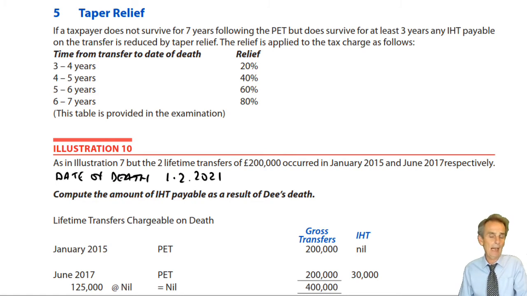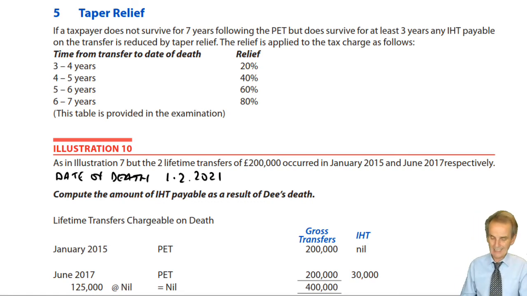Those computations we have not as yet seen, but all being well, later in this lecture, you will see. That may roll over till the next one, but hopefully it will be done and dusted within this lecture. But at the moment, the only type of lifetime transfer that we've seen that is only chargeable on death is PETs, those potentially exempt transfers made within the 7 years of the date of death.